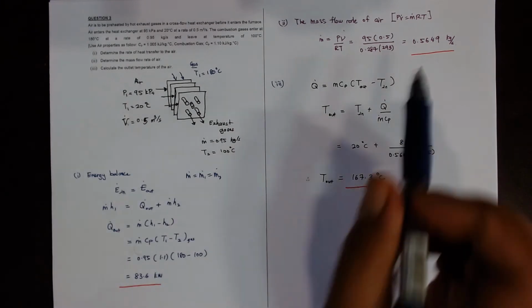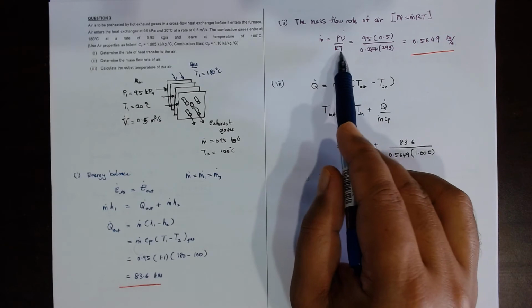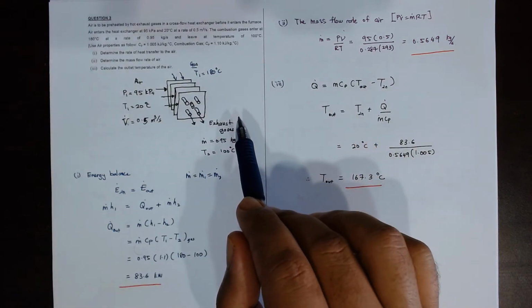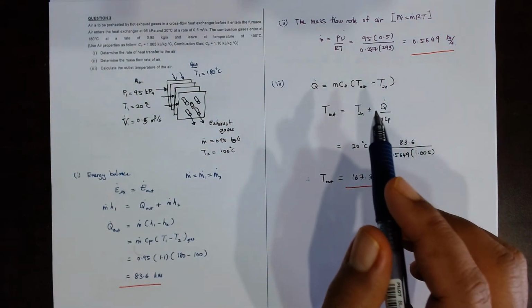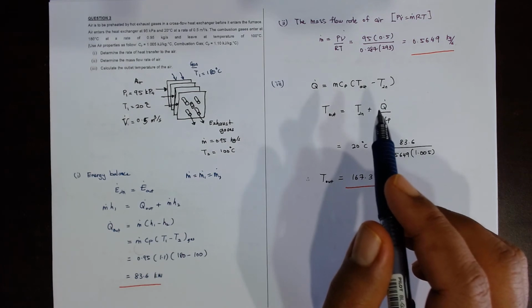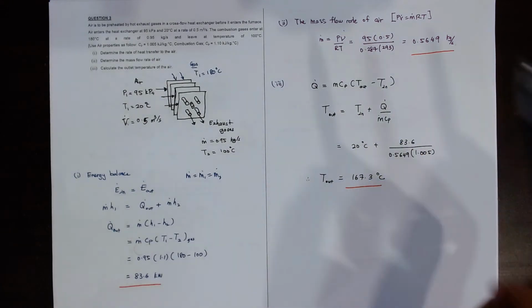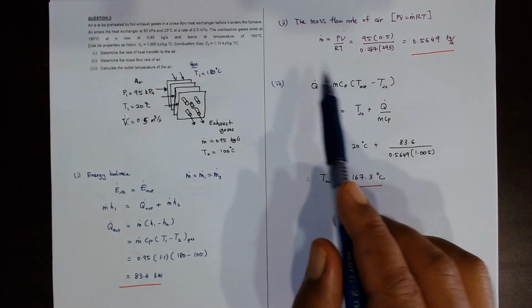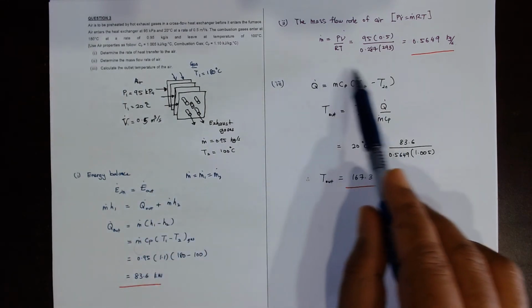So 0.287 divided by 293, so this one has to plus 273. Why? Because R is 0.287, as used in the previous question, in kilopascal meter cube per kilogram Kelvin. So this one has to be in Kelvin. So it's about 0.567 kilogram per second.